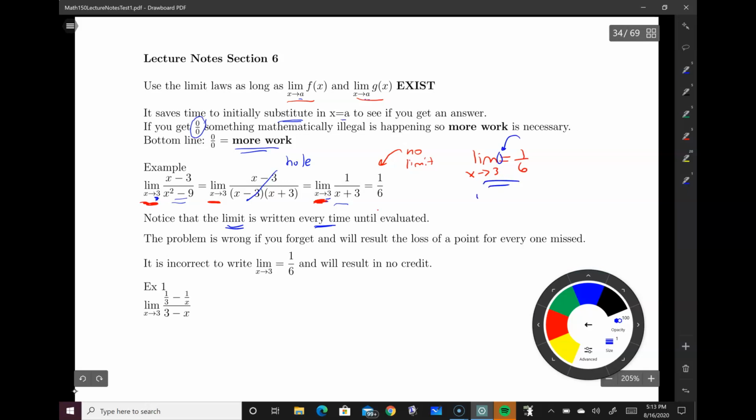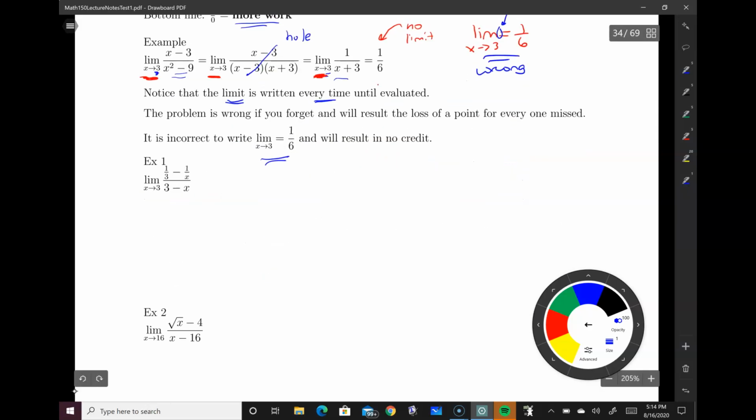So this is a wrong thing to write, and I will be taking off points for that so that you're motivated to get it correct. So here I wrote it here. Do not write this. Okay, so evaluating limits, look at it, try plugging it in. If I evaluate it at 3, I get 0 over 0. So you know you get to do more work. You don't have to write down that you got 0 over 0. You can eyeball it.